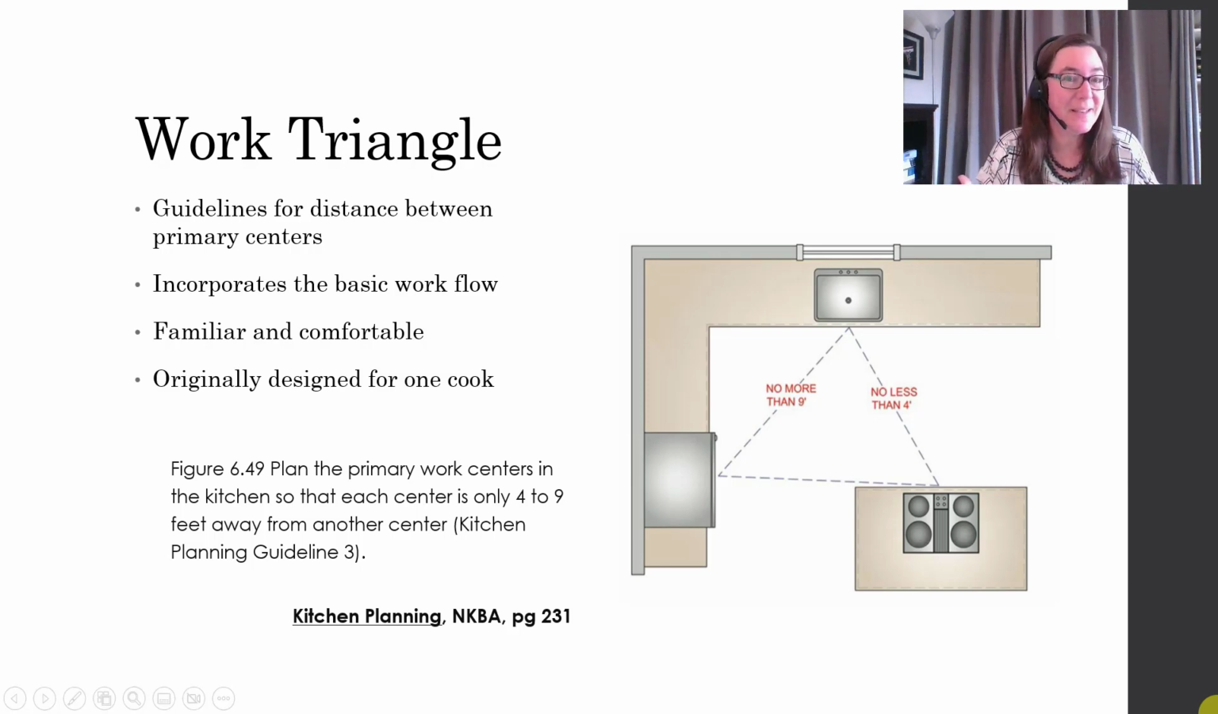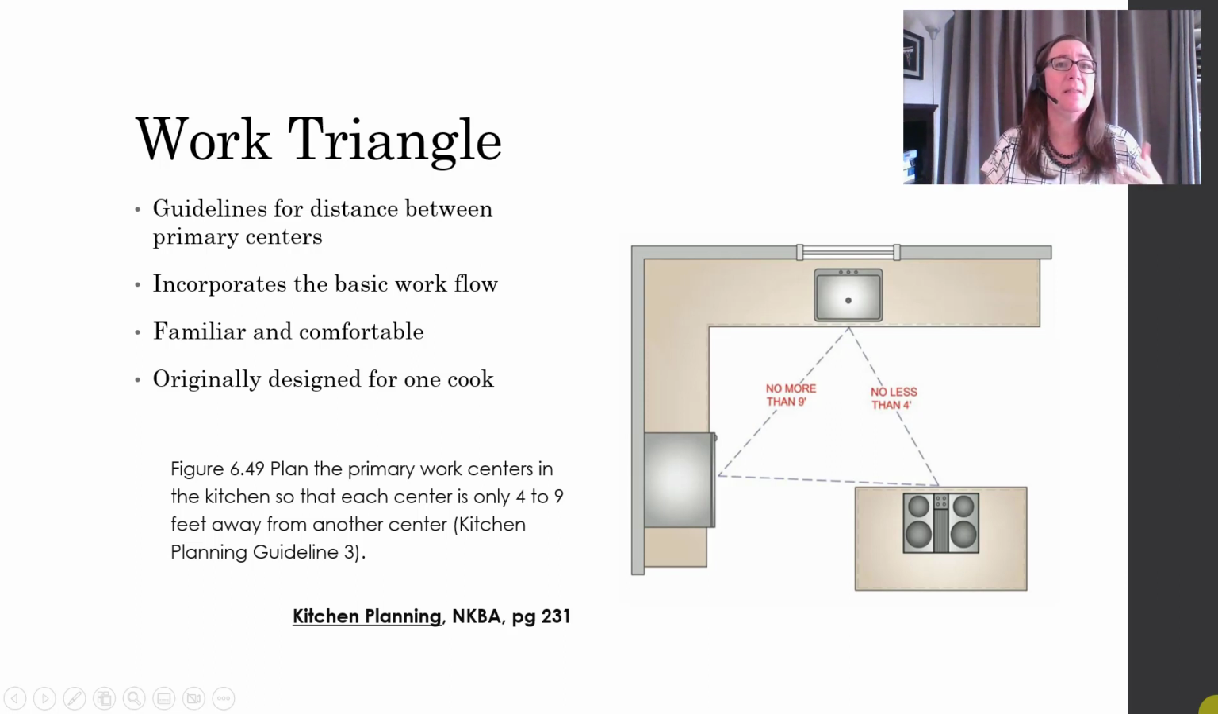Now, notice because there are three major centers in the kitchen, those three work routes are going to form a triangle. Just geometrically, that's what they do. And so this is the concept of work triangle. A work triangle is a set of guidelines for the distance between those primary centers.